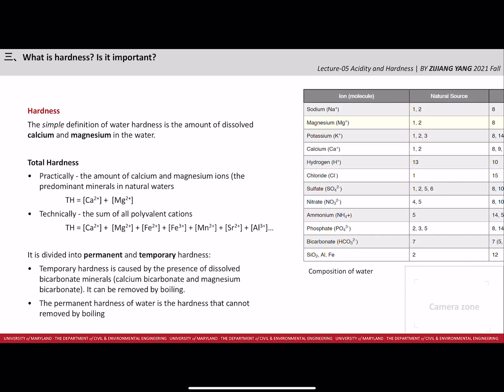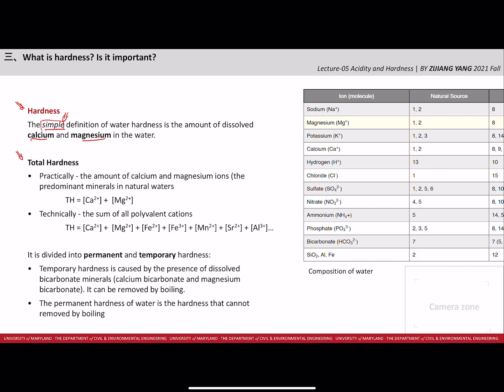The next one, we are going to talk about hardness. Here gives the definition of hardness. The simple definition of water hardness is the amount of dissolved calcium and magnesium in the water. But the keyword is simple because we only consider calcium and magnesium in the water. And here shows the definition of total hardness.